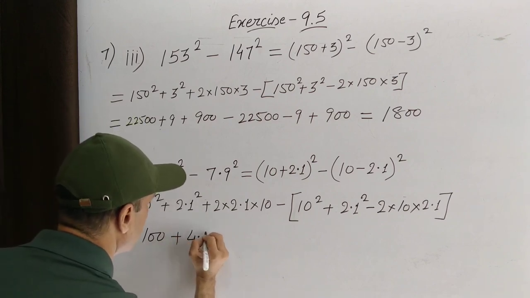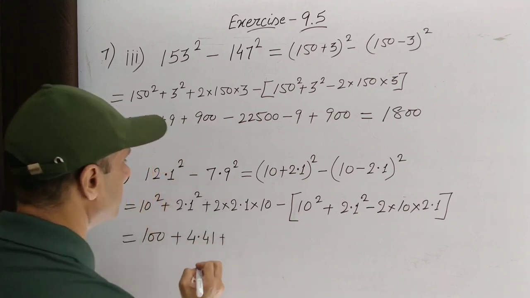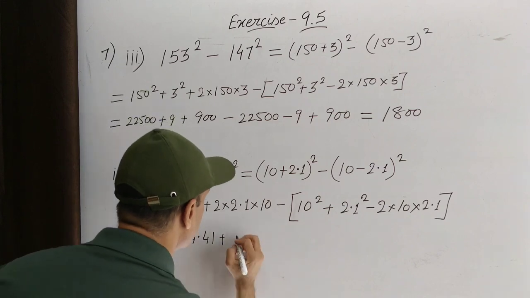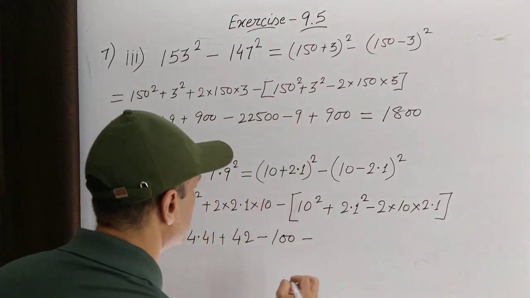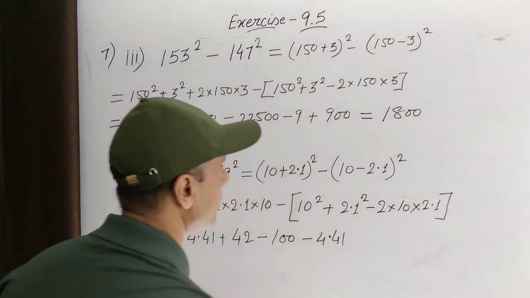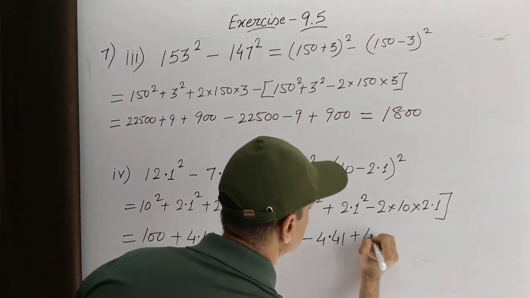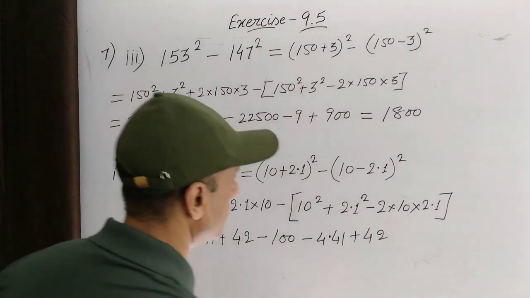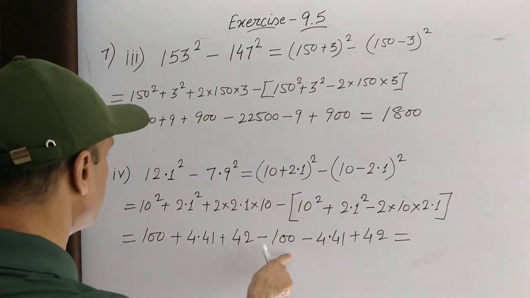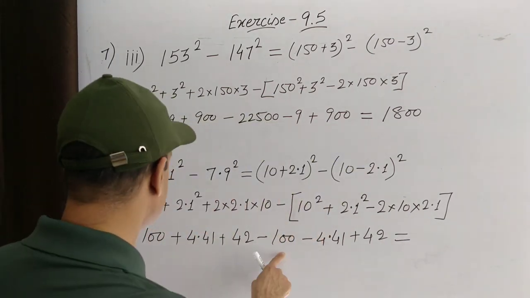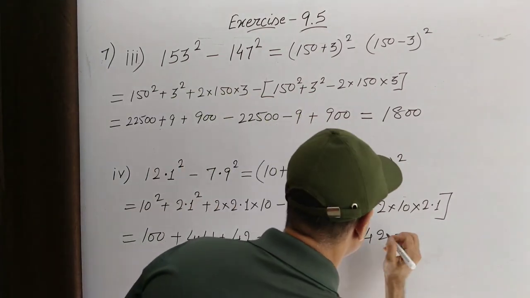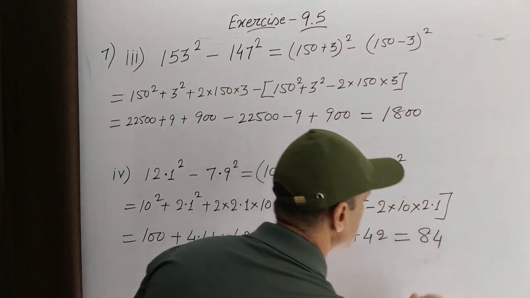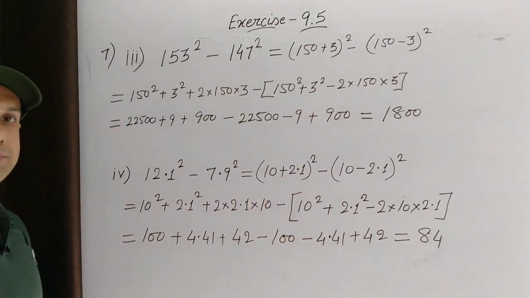So we have 4.41 plus here we have 2.1 into 2, that is 4.2, minus 100 minus 4.41, and here plus 4.2. So we have here minus 100 divided by plus 100. This is again 0. So we are left out with 4.2 plus 4.2, that is 8.4. Clear?